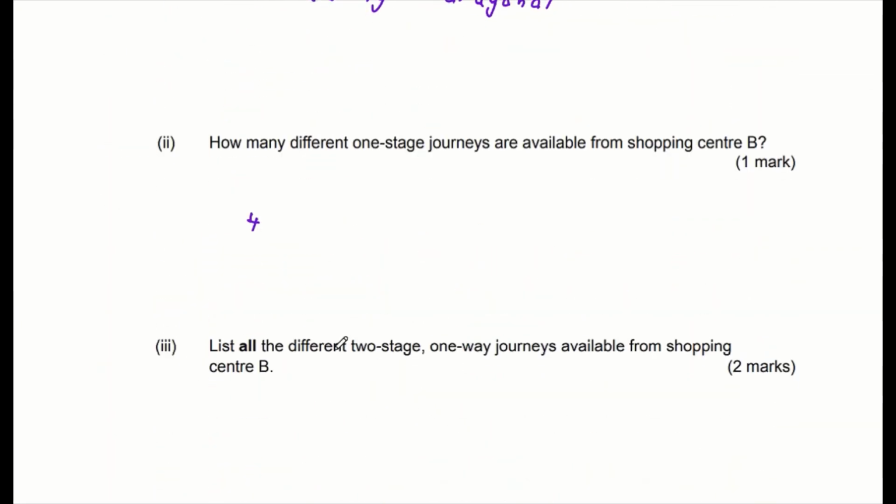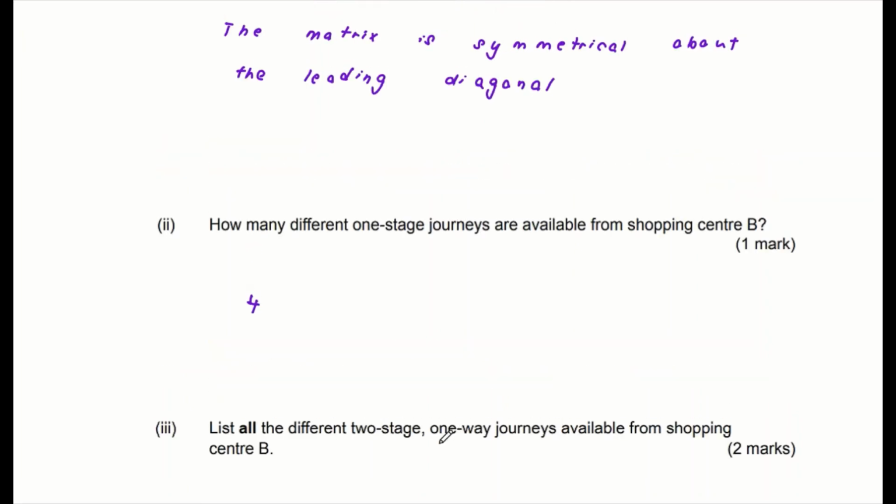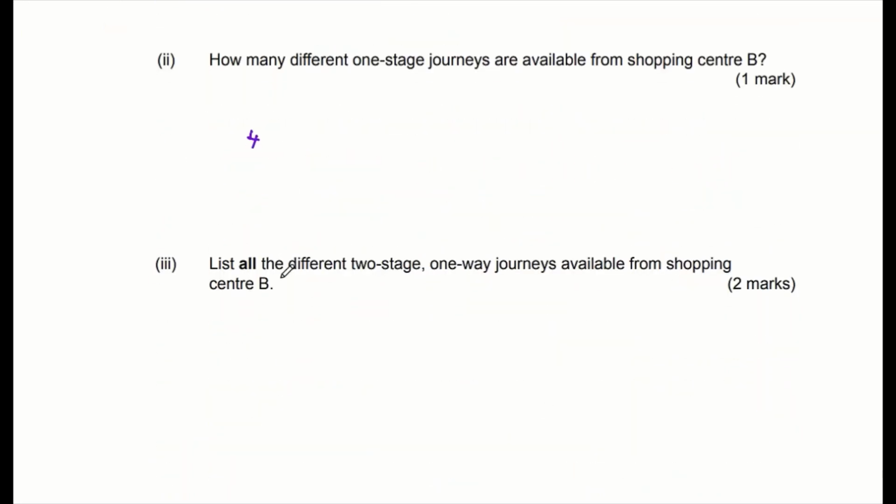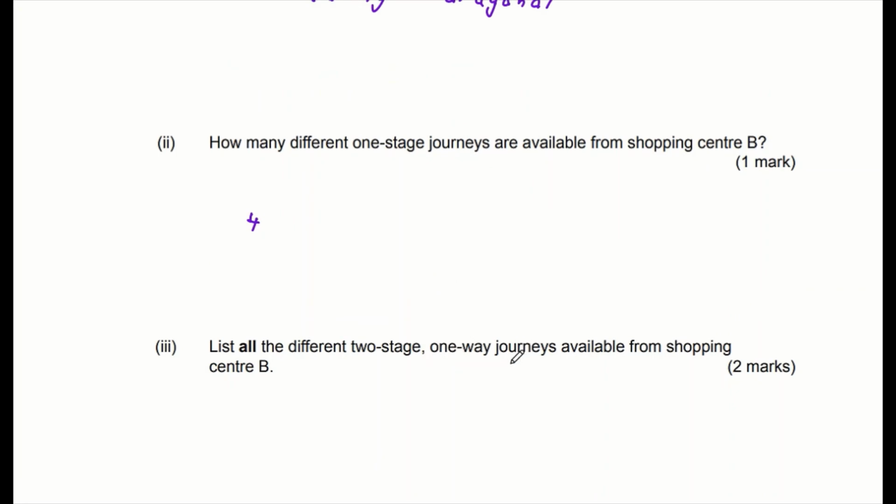Okay, so that's 4. Okay, the last one: list all the different two-stage one-way journeys available from shopping center B. This question you need to be very mindful of. In this case, we are talking about a one-way journey. So we are not taking into consideration the case where you go back to B, because that is considered a return journey, not a one-way journey. So we are going to find out what are the two-stage journeys that allow you to reach other shopping centers from B.